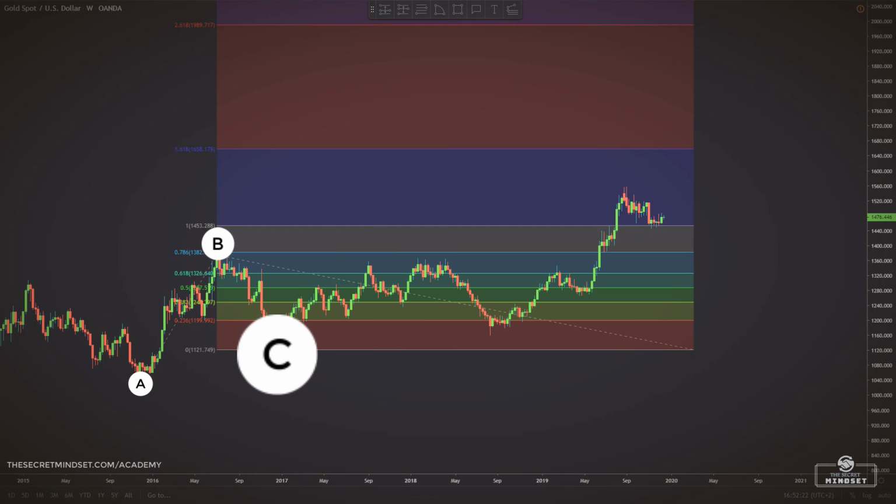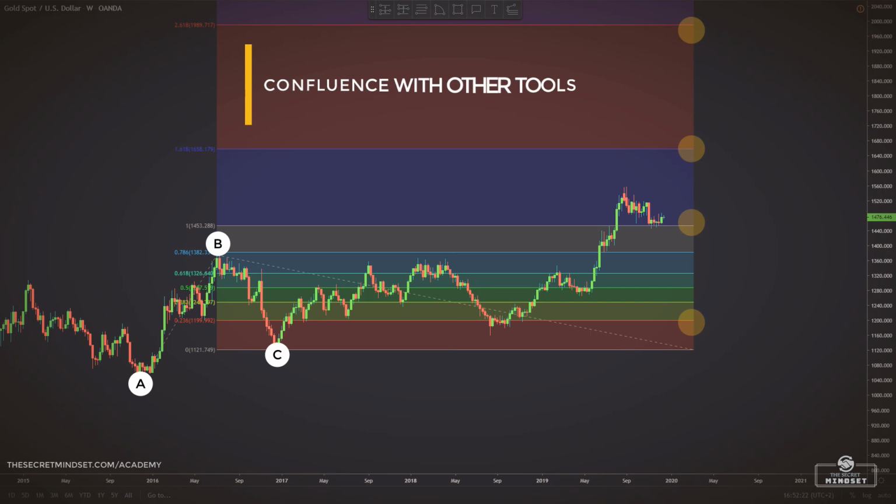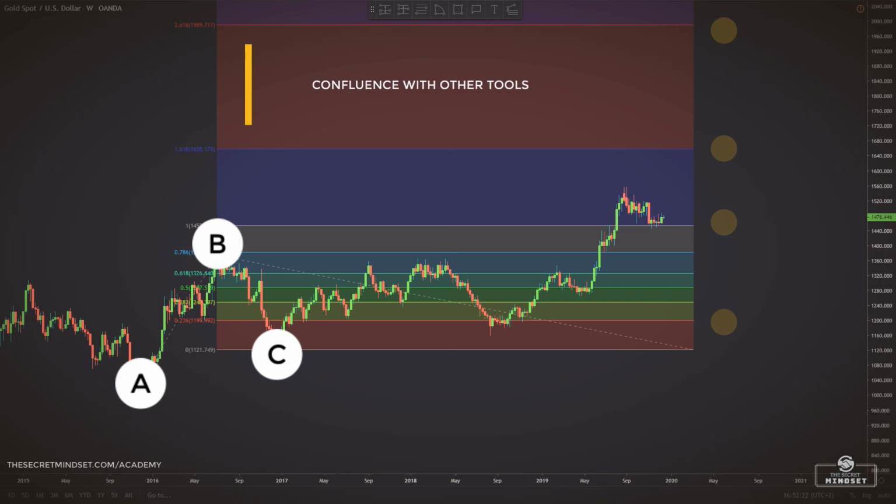However, this tool gives us levels to monitor. It is then down to you to use other elements such as confluence with other technical elements like trend lines, moving averages, indicator readings or price action to decide whether to trade that level.